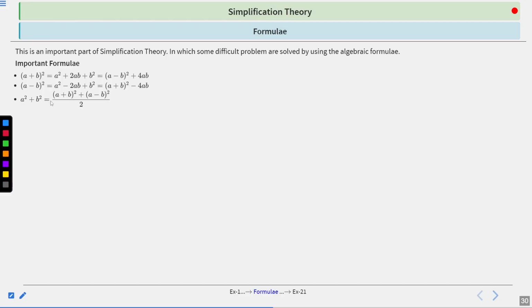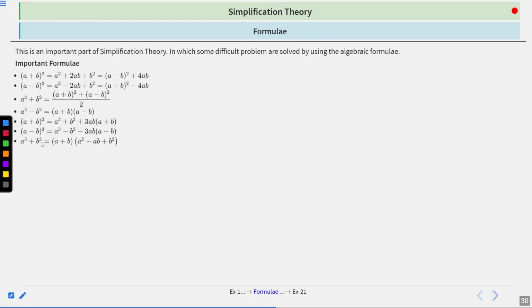Next one. a square plus b square equals (a plus b) whole square plus (a minus b) whole square, whole upon 2. Next one. a square minus b square equals, in one bracket a plus b, multiplying by, in another bracket, a minus b. So (a plus b) whole cube will become a cube plus b cube plus 3ab in the bracket into (a plus b). Next one. (a minus b) cube becomes a cube minus b cube minus 3ab in the bracket (a minus b).